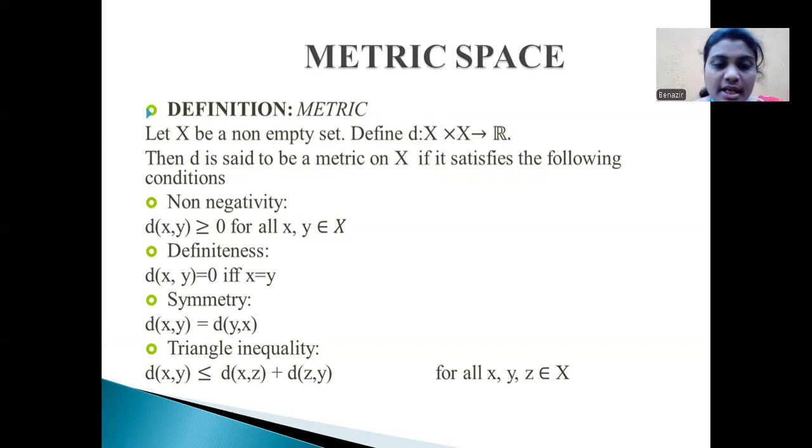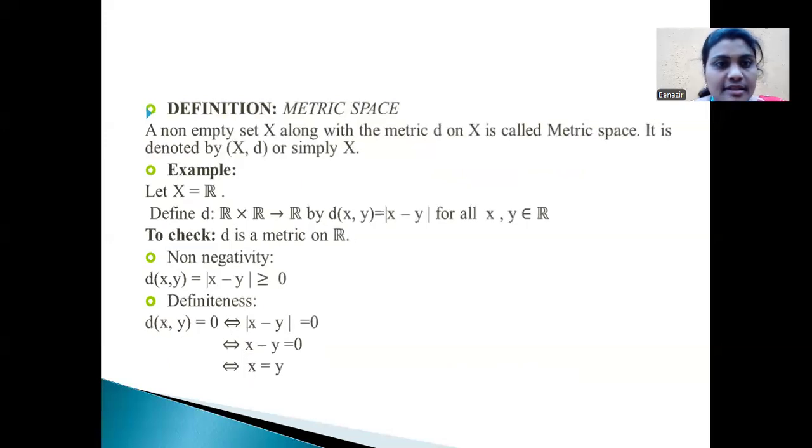The last one is triangle inequality: d(x,y) is less than or equal to d(x,z) plus d(z,y) for all x, y, z belongs to X. Next definition is metric space. A non-empty set X along with the metric d on X is called a metric space. It is denoted by (X,d) or simply X.